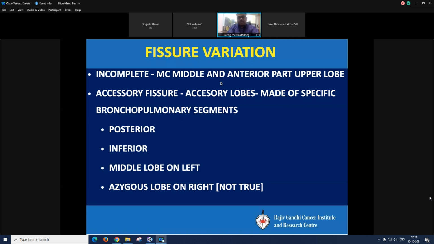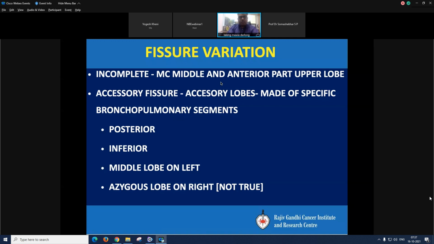Posterior is basically on the right side. It is your superior segment of the lower lobe. You can have an accessory fissure there, and having an accessory fissure there makes a fissure segmental dissection much easier. Inferior is basically your medial segment of the right lower lobe, and the middle lobe on the left is basically the lingular segment, which again is in two parts, the superior and inferior part, but mainly the lingular segment.